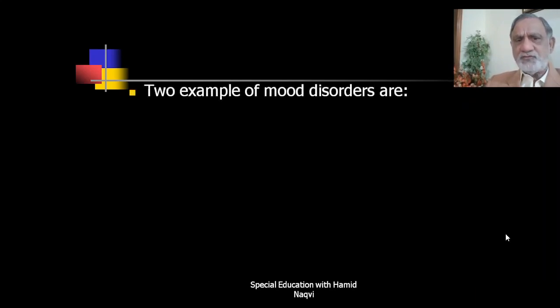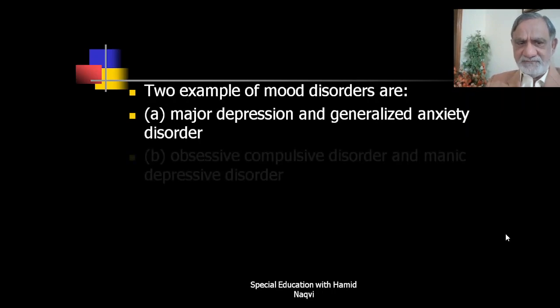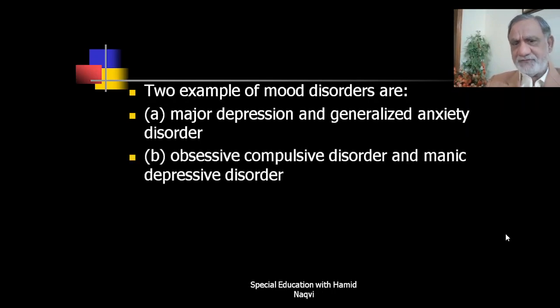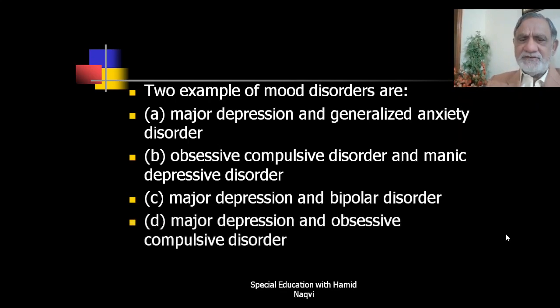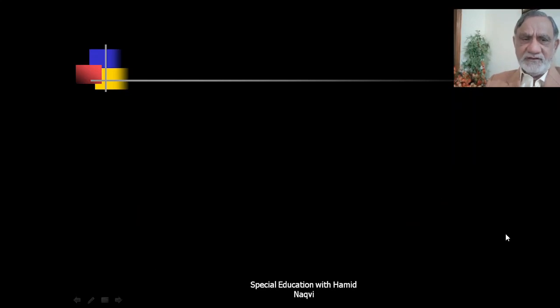Next question: two examples of mood disorders are major depression and generalized anxiety disorder, obsessive compulsive disorder and manic depressive disorder, major depression and bipolar disorder, or major depression and obsessive compulsive disorder. The answer is C, that is major depression and bipolar disorder.